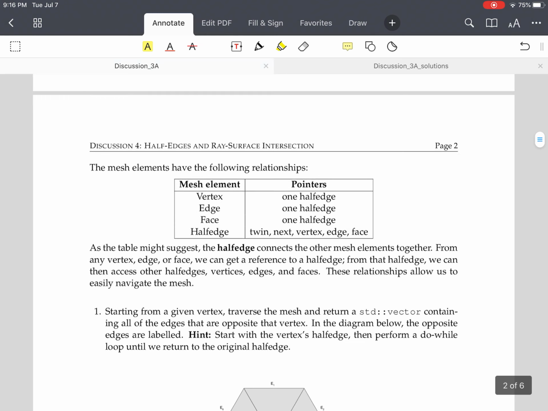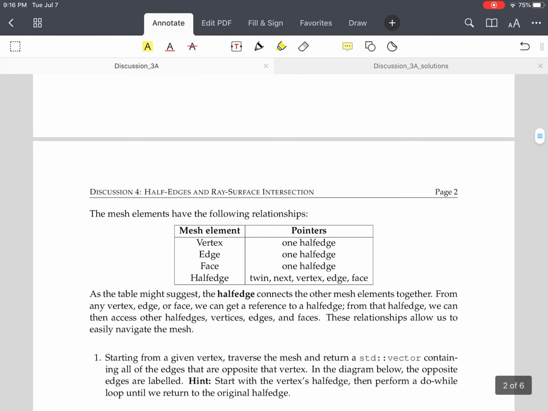If you look at this table, the half edge has pointers to all these things: the twin, next, vertex, edge, and face, where twin and next are both half edges. Then there are also the elements vertex, edge, and face, but all they know is their corresponding half edge. So the half edge is the key to the whole data structure. That's the most important part in manipulating the mesh, editing the mesh, anything. You work around the half edge. It is essentially the glue that holds the whole thing together.